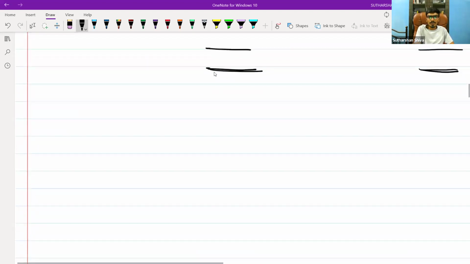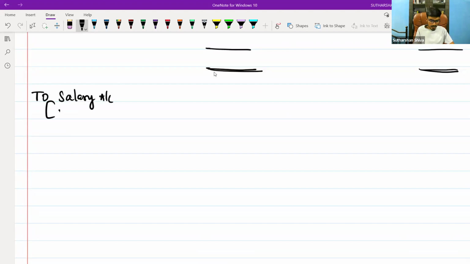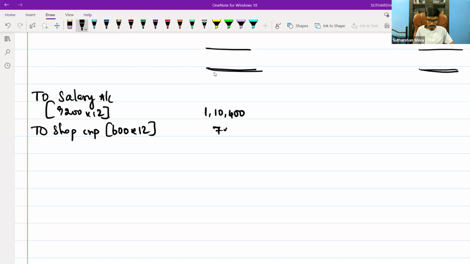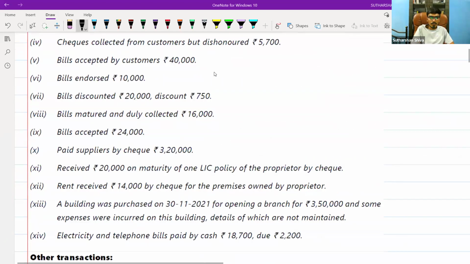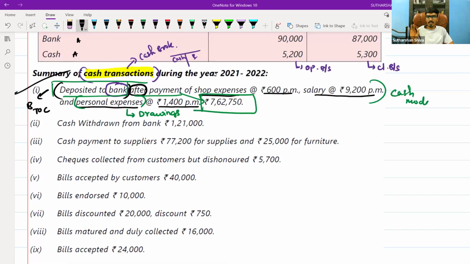Profit and loss account. So I will go to my profit and loss account, and I will write to salary account. It is how much? Salary is 9,200 into 12, 1,10,400. Then to shop expense. How much? 600 into 12, which is 7,200. Posting is done. Now, the first adjustment is finished.